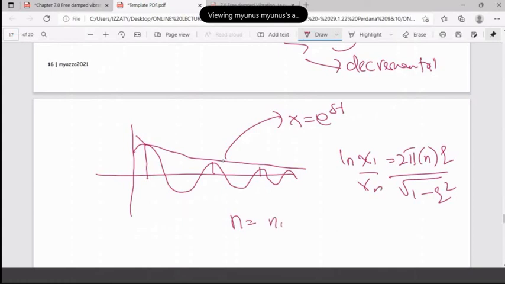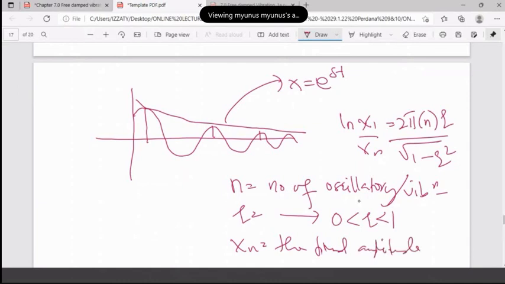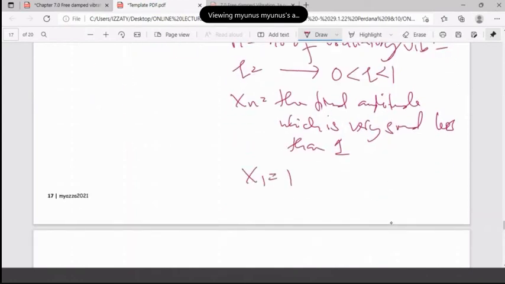where n is equal to the number of oscillations or vibrations, and zeta, as I mentioned earlier, lies between 0 and 1, must be greater than 0 and less than 1. And xn will be the final amplitude, which is very small, and less than 1. And last but not least, your x1 is always 1 due to the normalizing activity.